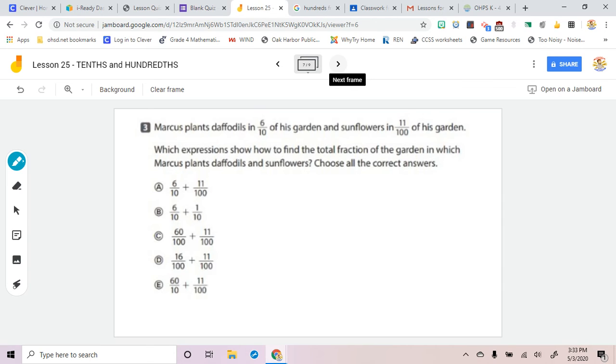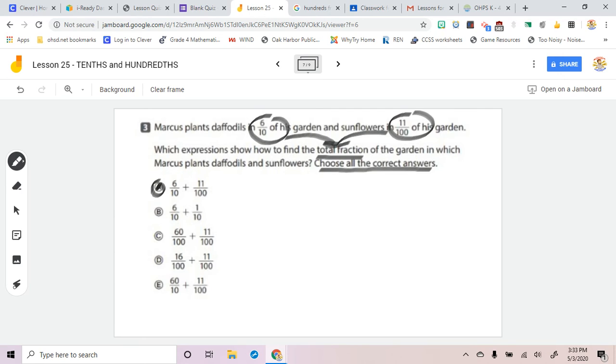All right, welcome back. Let's check how you did. So let's see, right away, I know I want to get my tenths and hundredths to the same thing, but it does say choose all the correct ones. And this first one is correct because 6/10 and 11/100, that's what we're adding, 6/10 and 11/100 and the total. So I'll be adding those two things up to get my total. 6/10, oh, that seems pretty good. 1/10. No, 11/100 is not the same as 1/10. So can't be that one.